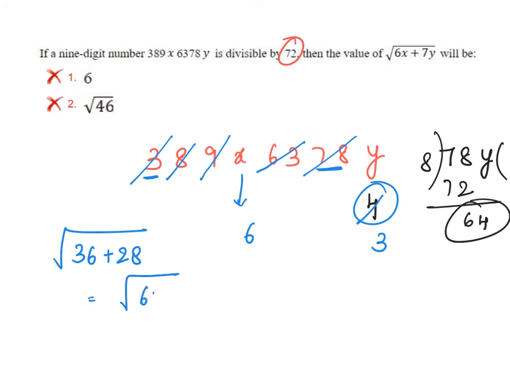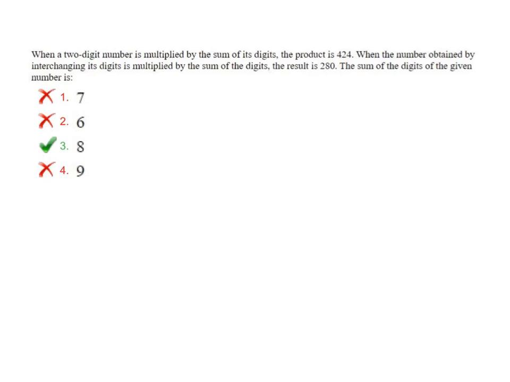Root of 64 is 8. When a 2-digit number is multiplied by the sum of its digits, the product is 424. The sum of its digits is a plus b. The 2-digit number is 10a plus b. If it is multiplied, the answer is 424.